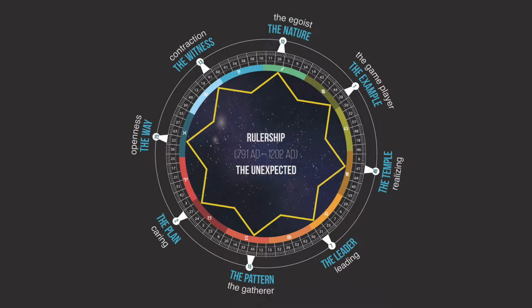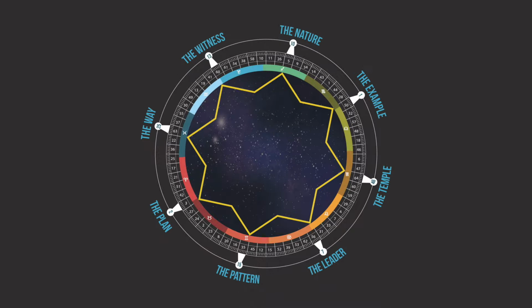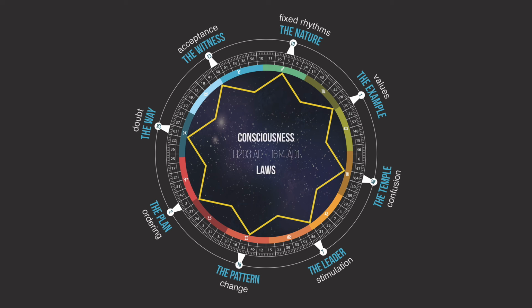But again, we tick on, the wheel keeps turning. And now we've got 63, now we're in consciousness and laws, different keynotes, of course, and we could just take all those in. What does it mean when the way is now doubt and the temple is confusion? That's an interesting time. And this is really the era right before ours.